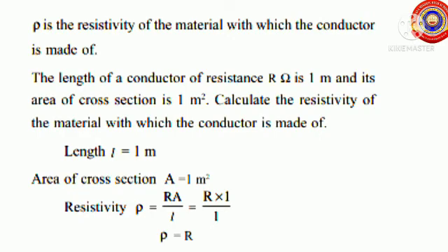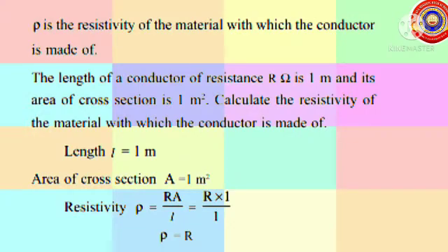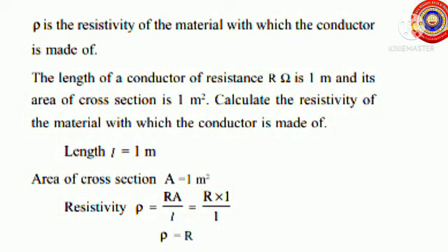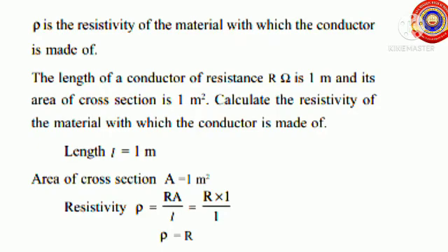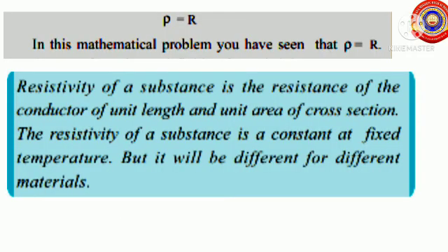Here you can see a question, and by solving this question we will get the relation between resistance and resistivity. The length of a conductor of resistance R ohm is 1 meter and its area of cross section is 1 meter square. Calculate the resistivity of the material with which the conductor is made. Here length L equals 1 meter and area of cross section A equals 1 meter square. We have the equation for finding resistivity, that is rho equals RA by L, and by giving the values in this equation we will get the answer rho equals R, that is resistivity equals resistance.